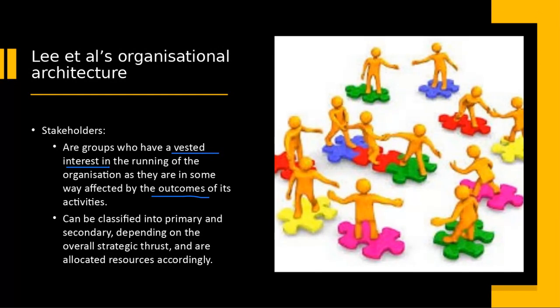We have also done this before, the difference between primary and secondary stakeholders. I think the simple truth is primary stakeholders have a direct impact and are impacted directly by the organization. Secondary stakeholders have less of a direct impact and are also less directly impacted by the organization.